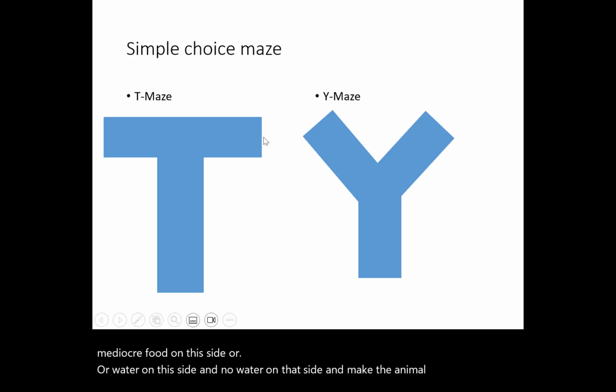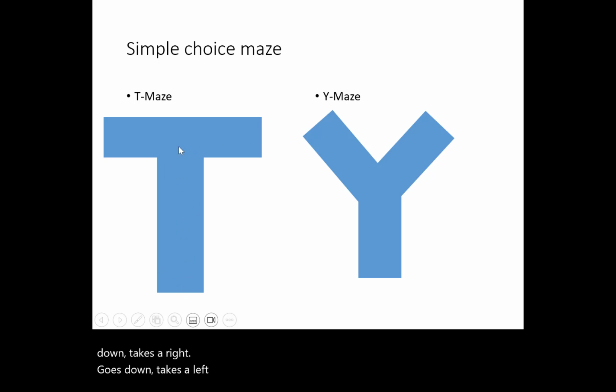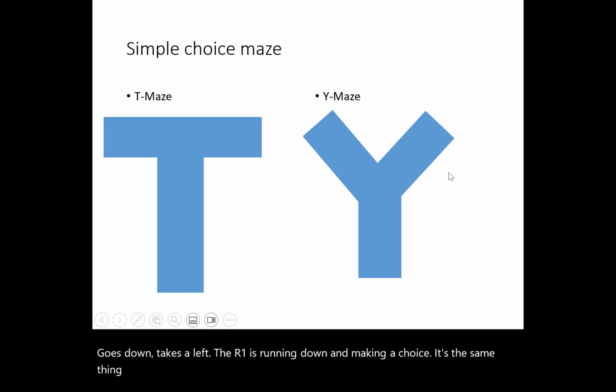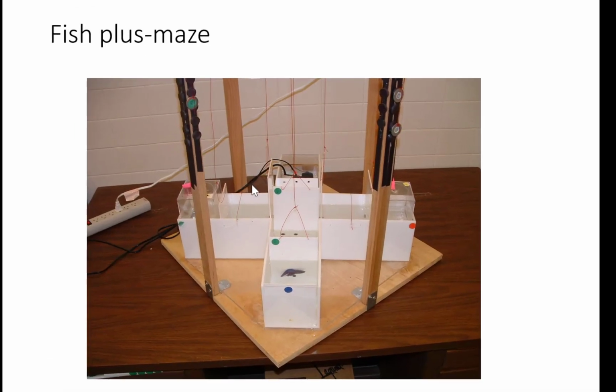Goes down, takes a right, goes down, takes a left. The R1 is running down and making a choice. It's the same thing with a Y maze. It's just a Y instead of a T. Now, I use this in my experiments. I use these types of mazes.